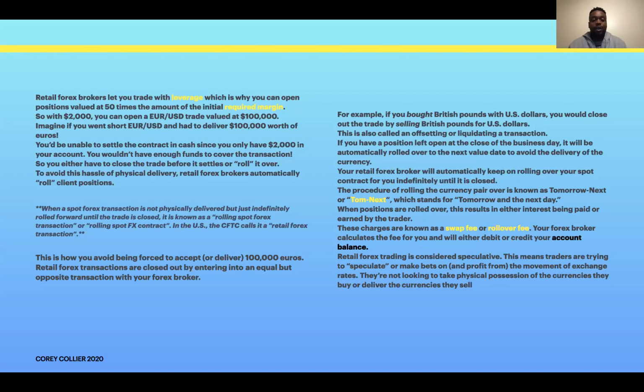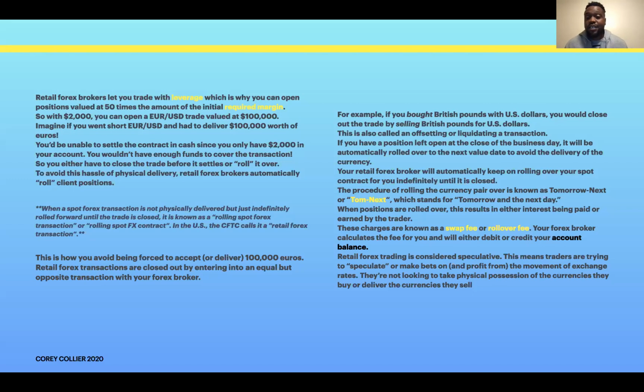Retail Forex transactions are closed out by entering into an equal but opposite transaction with your broker. So what that line says is, if you sold, you close out that trade by buying. You just hit close, really, but they bought. For example, if you bought British pounds with United States dollars, you would close out the trade by selling those pounds for United States dollars. That means it's going to exchange back into your home or base currency. This is also called offsetting or liquidating a transaction.